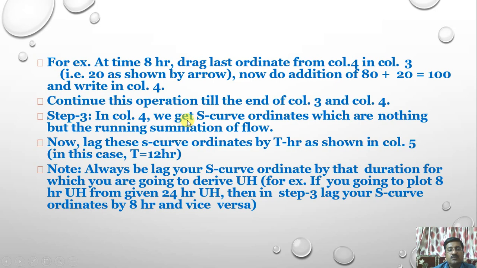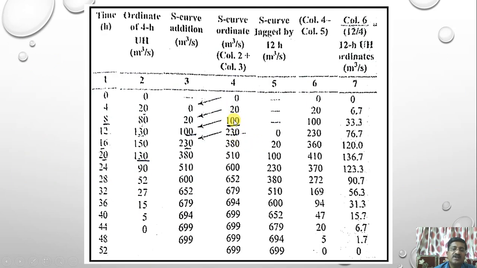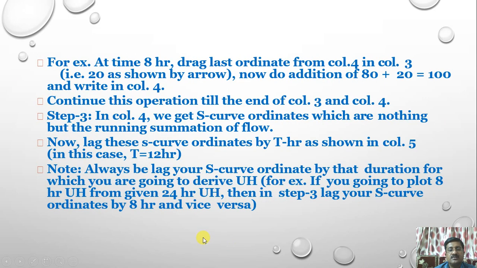In column 4, we get the S curve ordinates, which are nothing but the running summation of the flow. We are simply getting the summation. For example, 694 plus 5 gives 699, and 699 plus 0 is 699. Likewise, you continue up to your end point.